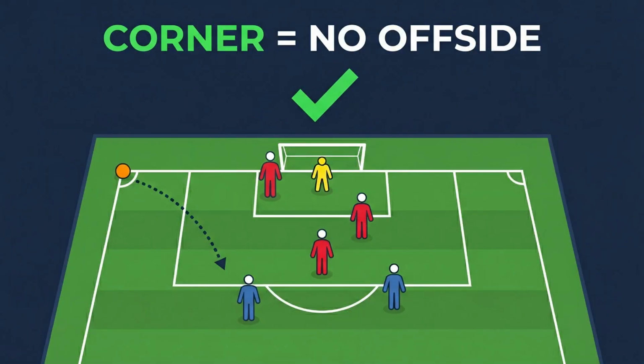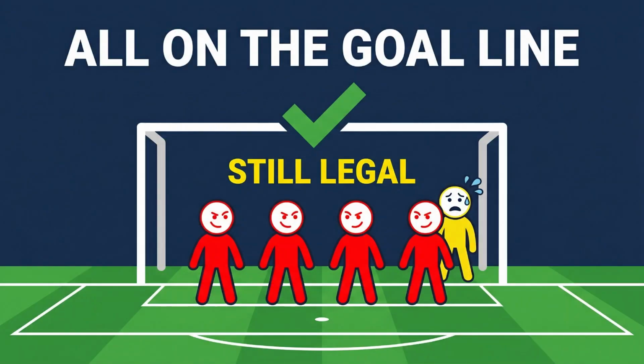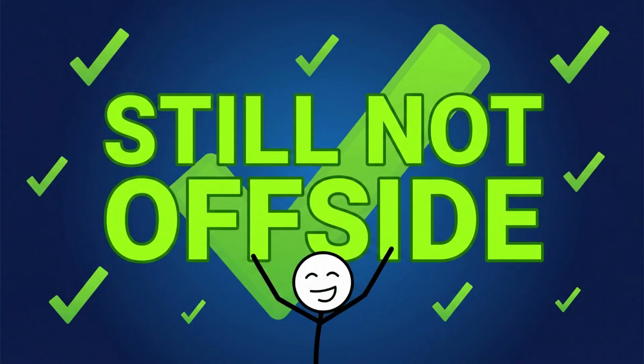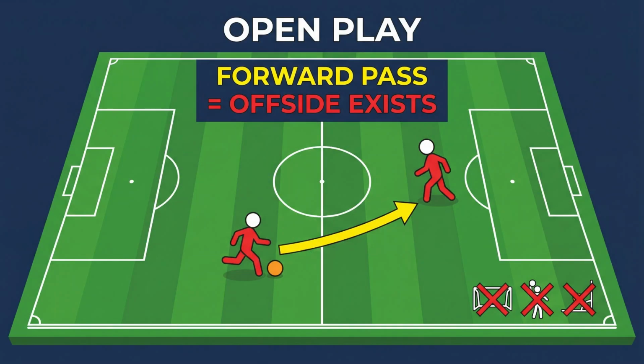Corner kicks. You cannot be offside from a corner kick. Every attacker could stand on the goal line, still not offside. The ball has to be played forward by a teammate in open play for offside to exist.